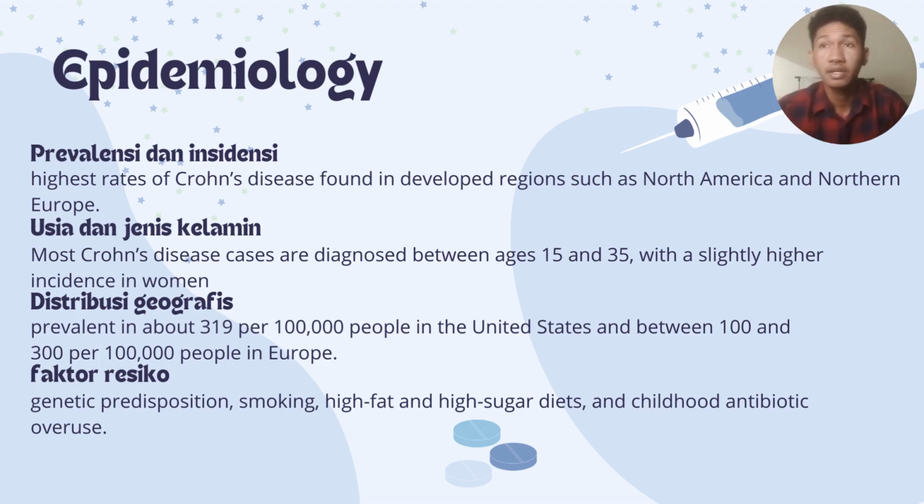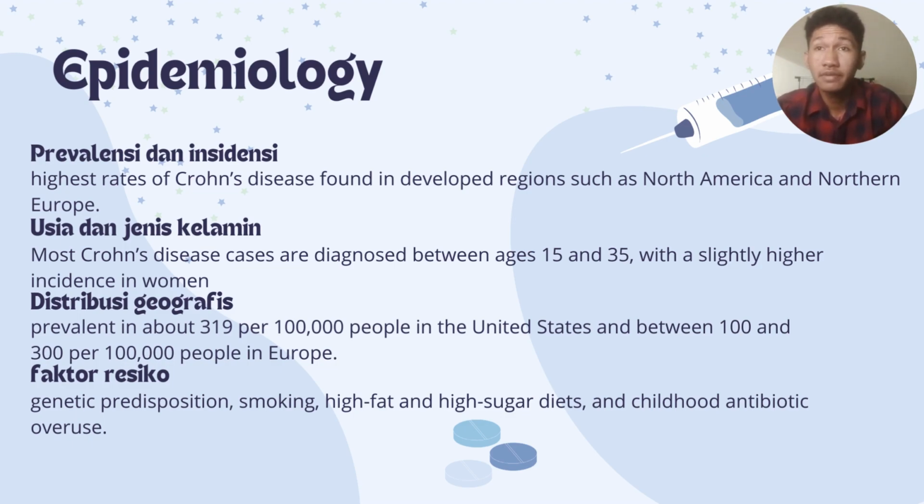Most Crohn's disease cases are diagnosed between the ages of 15 and 35, with a slightly higher incidence in women. Crohn's disease is prevalent in about 319 per 100,000 people in the United States and between 100 and 300 per 100,000 people in Europe. The prevalence is also rising globally, including in developing countries, driven by factors like the adoption of a Western diet and changes in the gut microbiome.